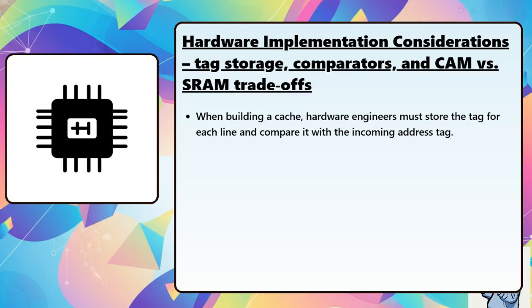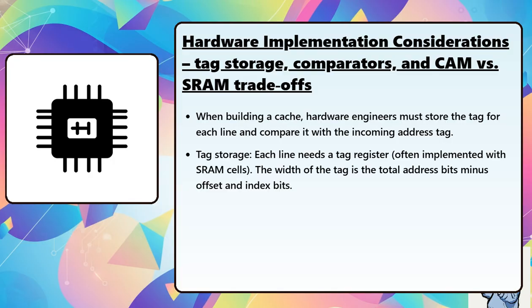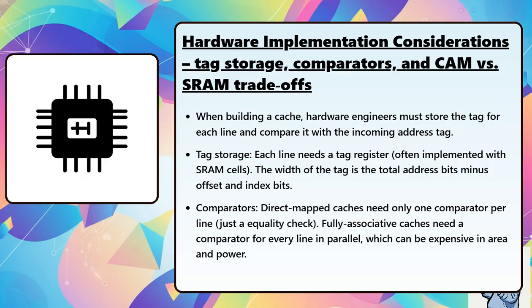When building a cache, hardware engineers must store the tag for each line and compare it with the incoming address tag. Tag storage: each line needs a tag register, often implemented with SRAM cells. The width of the tag is the total address bits minus offset and index bits. Comparators: direct mapped caches need only one comparator per line, just an equality check. Fully associative caches need a comparator for every line in parallel, which can be expensive in area and power.